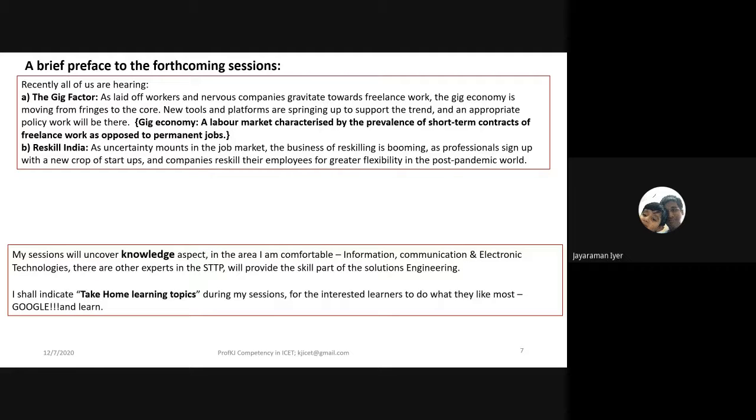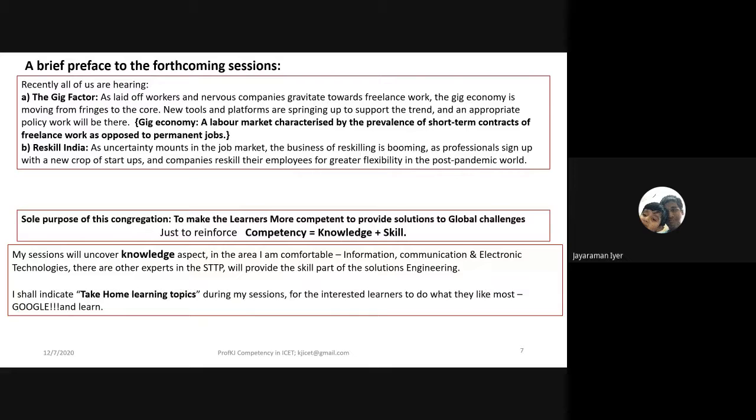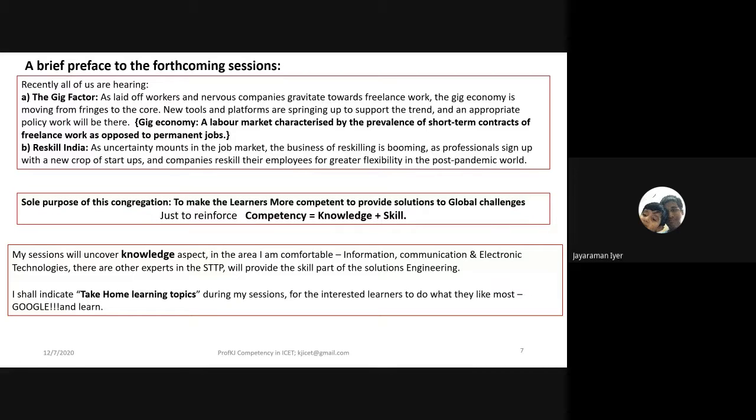My session will cover the knowledge aspect in the area I am comfortable: information, communication, and electronic technology. I will never talk too much about skill, because there are other experts in this STTP itself who will provide the skill part of the solutions engineering. I will tell you something, please do it. It will be good for you in your profession, whether it is teaching or industry or any other job that you are doing. Okay. And the sole purpose is to make learners more competent to provide solutions to global challenges.